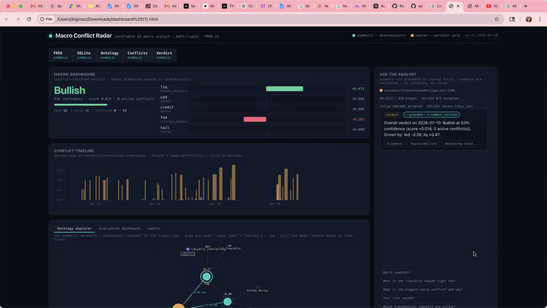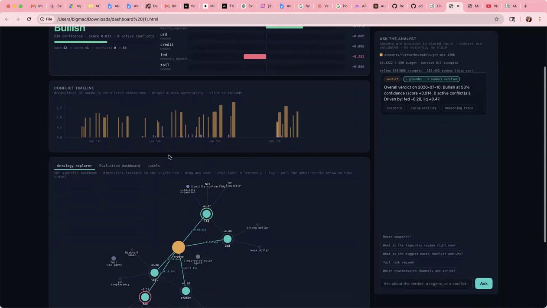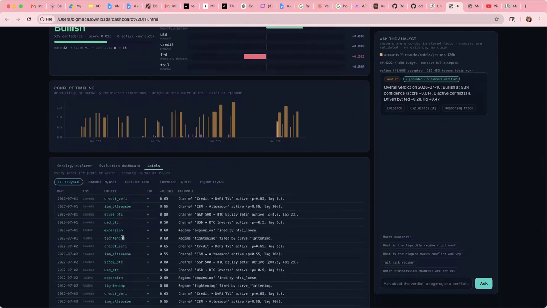Macro Conflict Radar is a dashboard that watches the US economy and tells you whether the macro backdrop is bullish or bearish for crypto. Every single number can be traced back to where it came from. No guessing or hallucinated statistics.